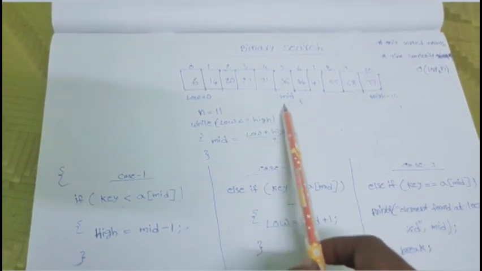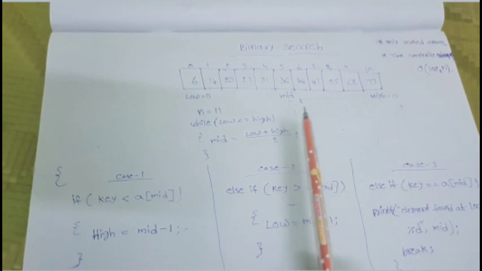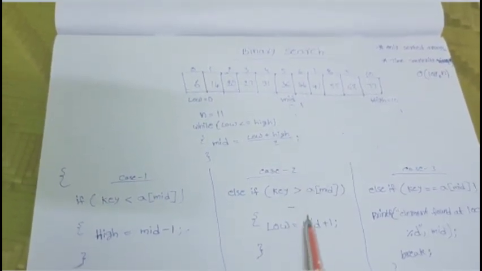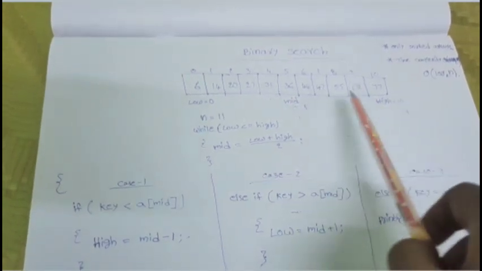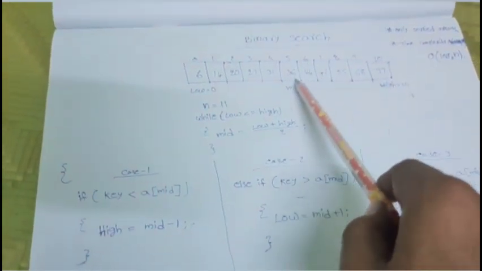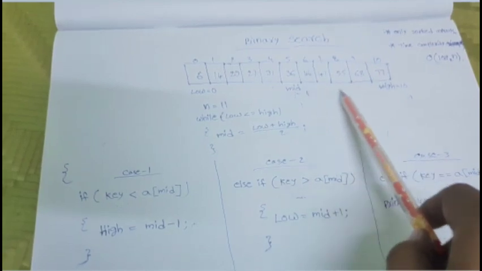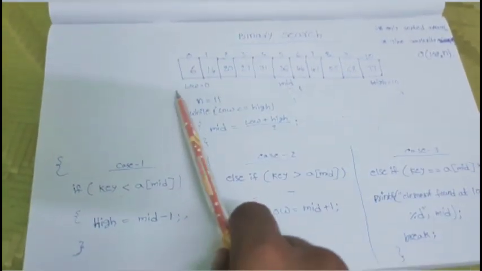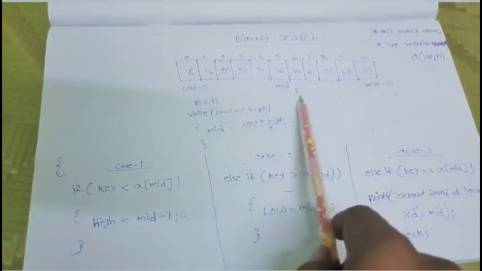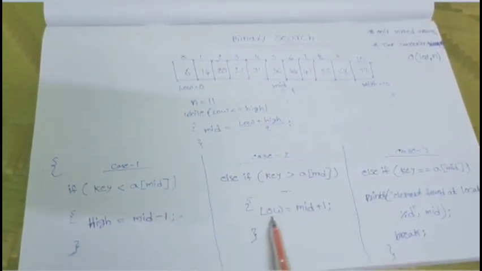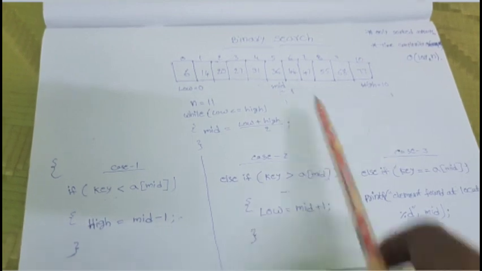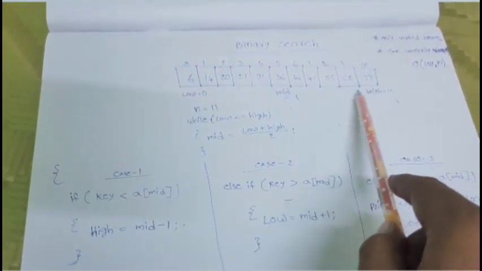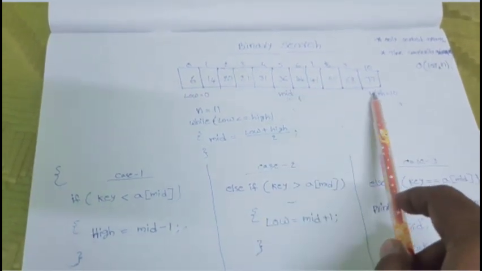Otherwise, if our required element is greater than mid, means if the key is greater than A of mid, it will be present somewhere from here to here. So for that purpose, we will change the low index as mid plus 1, means we will search from here to here. Definitely it will be somewhere from here to here.